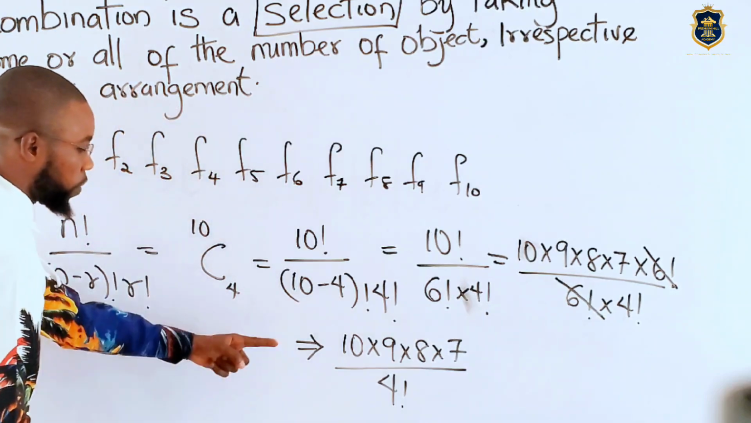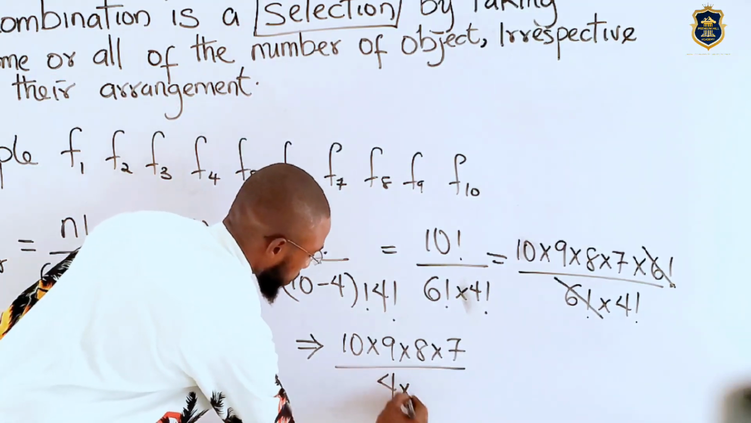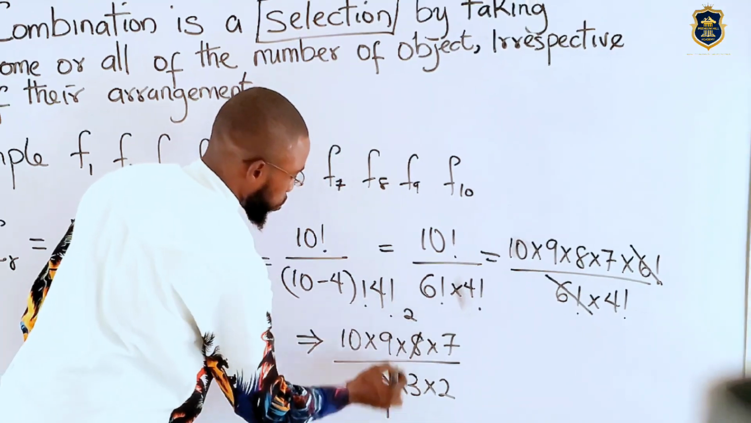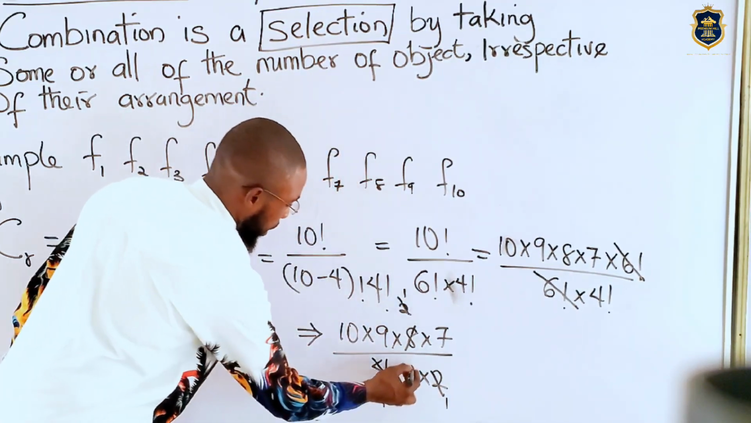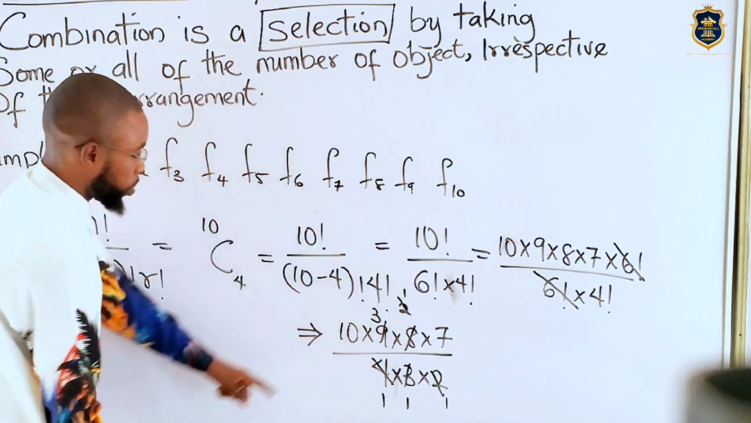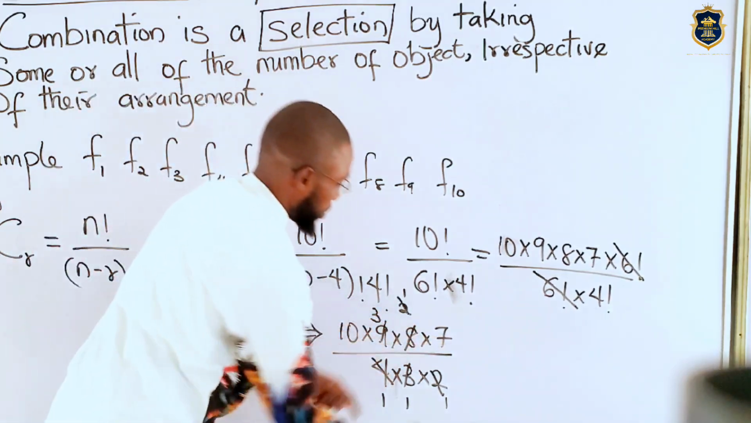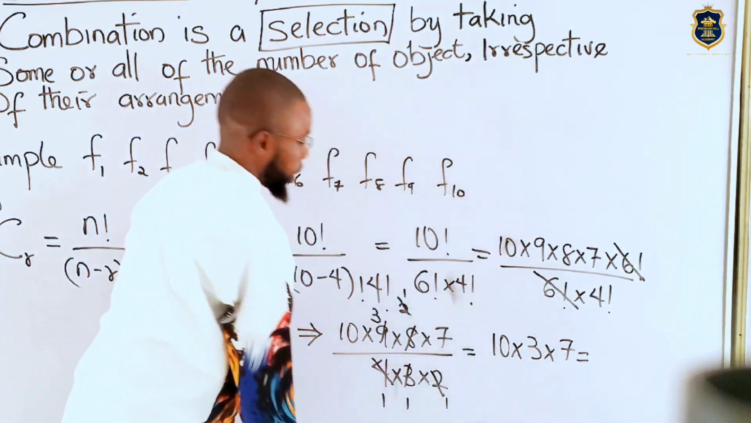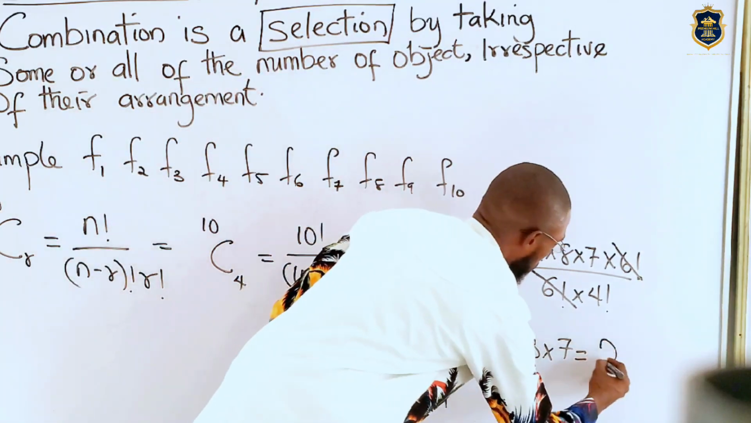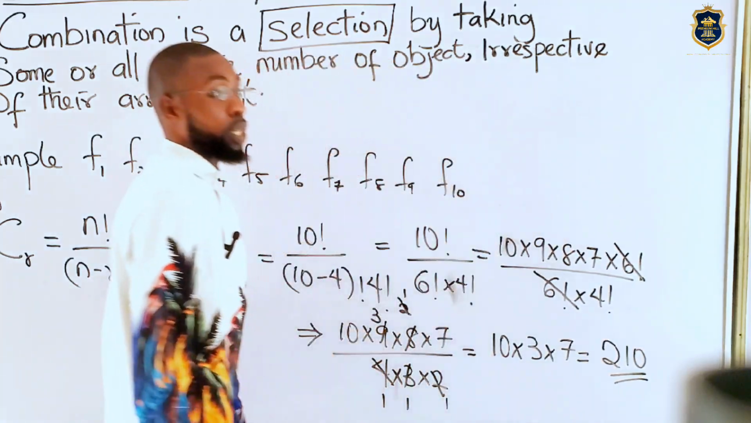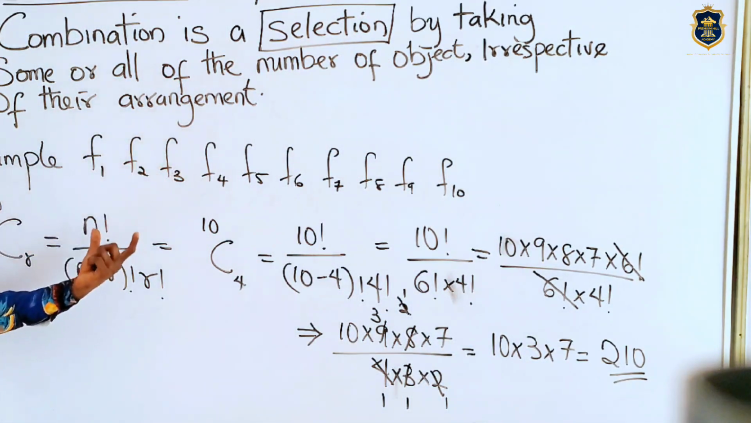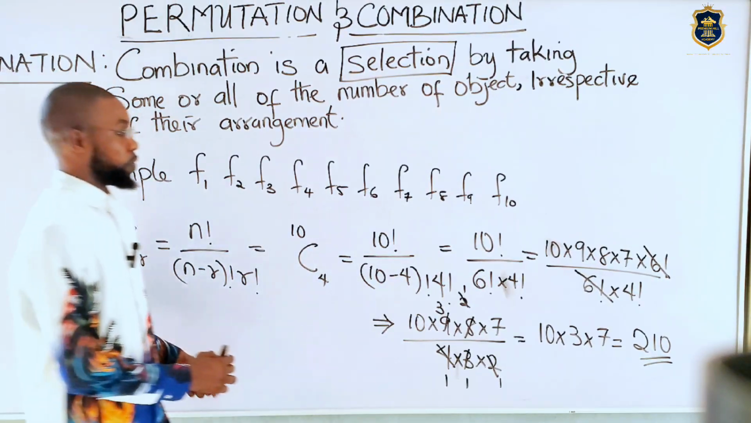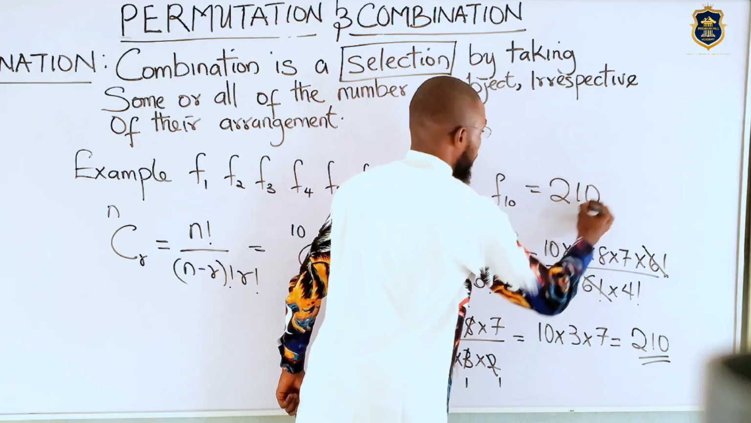And 4 factorial we can reduce to 4 times 3 times 2. We know that 4 here is 1, 4 here is 2, 2 here is 1, 2 here is 1, and then 3 here is 1, 3 here is 3. We'll be left with 10 times 3 times 7. So our answer will be 10 times 3 times 7, and if we do that, 21 times 10, we're going to get 210. So there are 210 ways of selecting 4 fruits from 10 fruits.